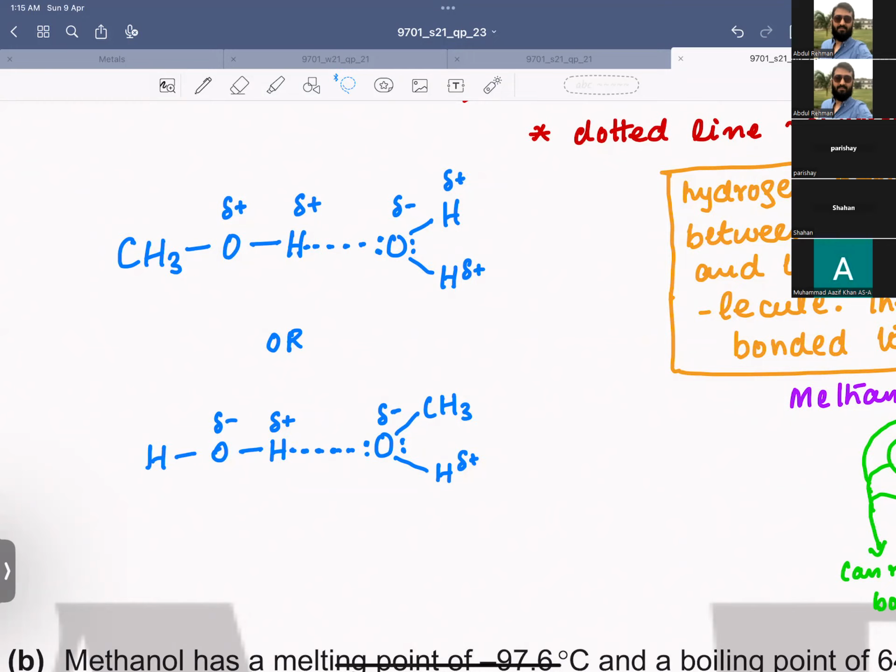Yes, it does have a partial positive charge, but it is not involved in hydrogen bonding, so there is no need to show the partial positive charge over here.